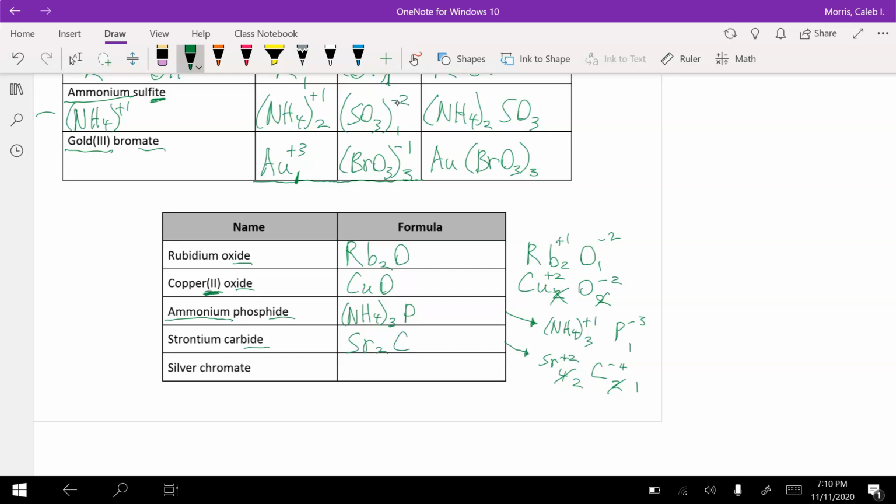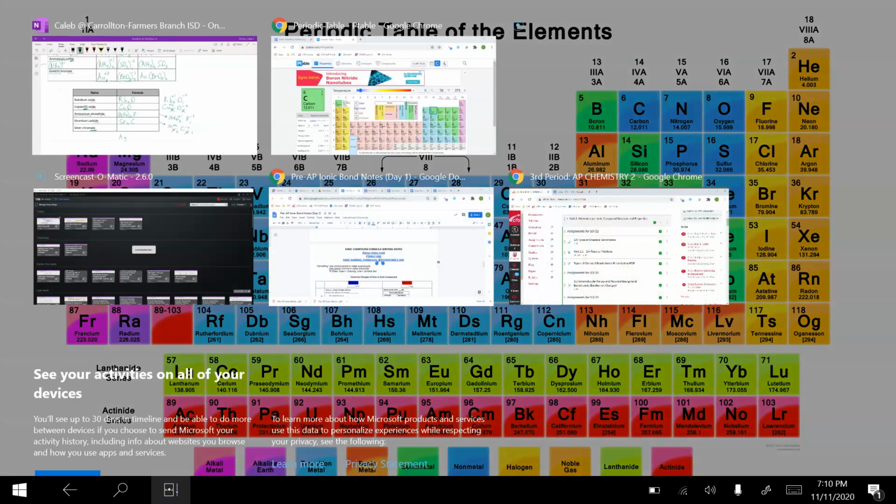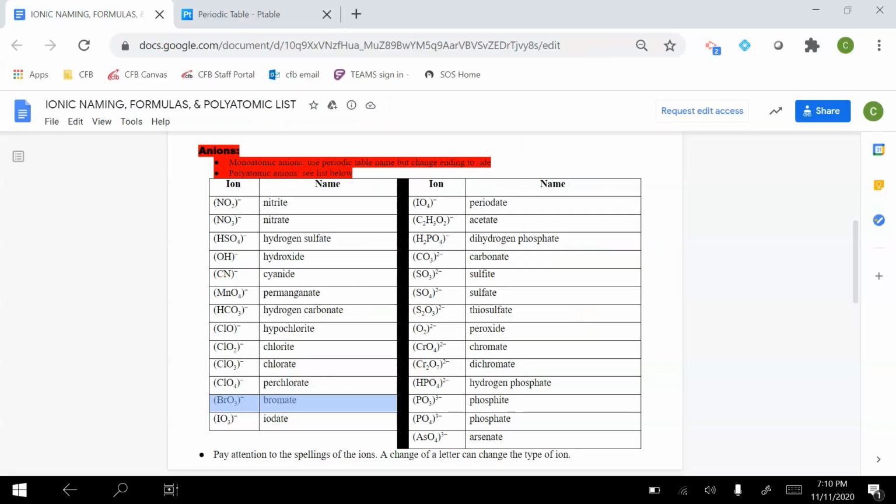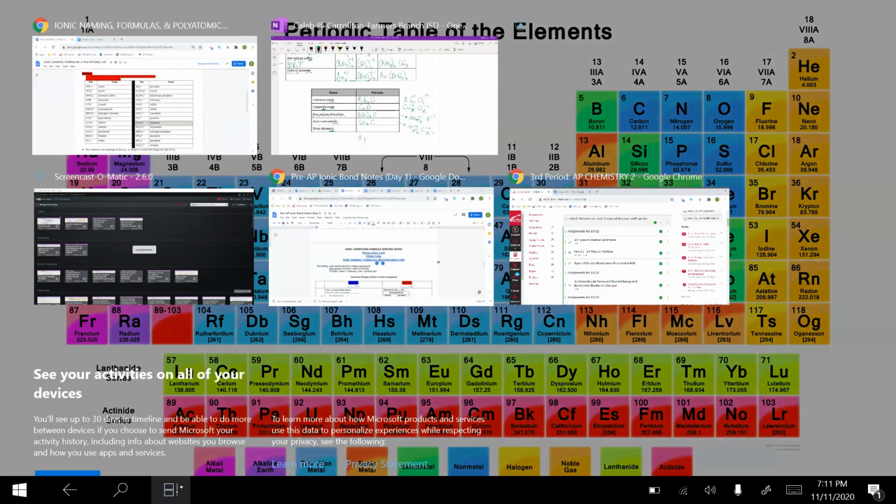And then finally, silver chromate. Silver is Ag. Chromate sounds like I need to look at my polyatomic ion list. So chromate. Let's look here. Chromate. There it is. CrO4 with a negative 2 charge.